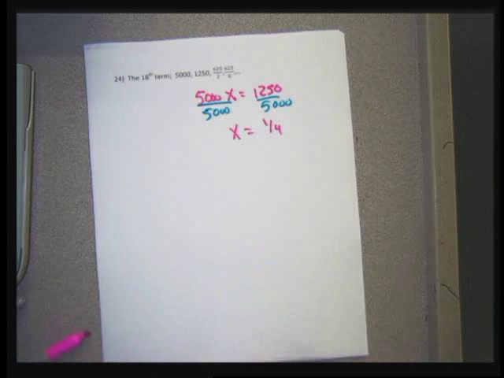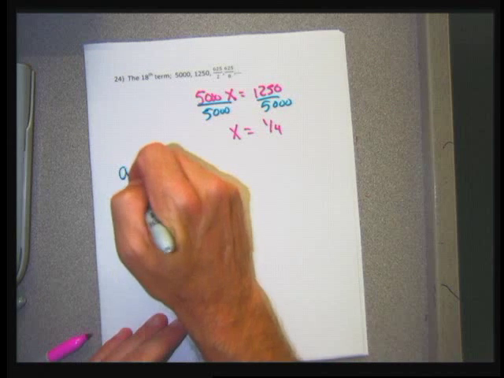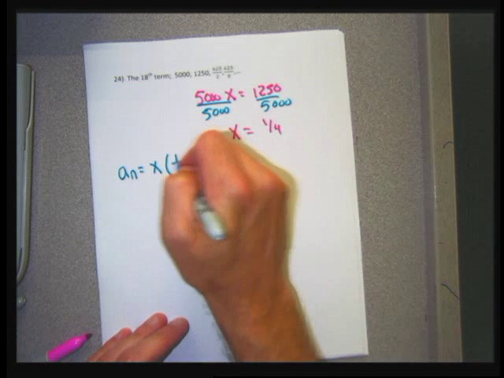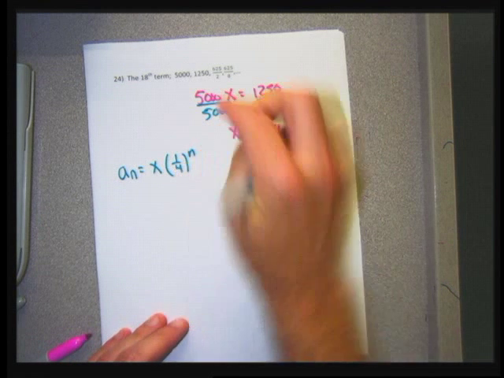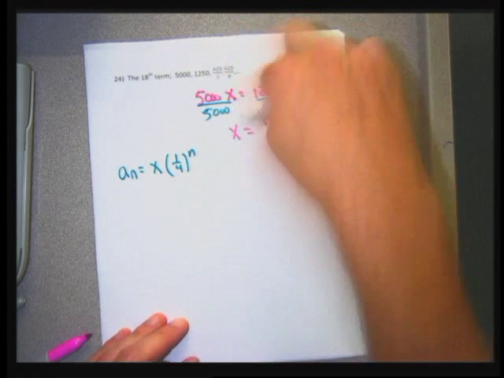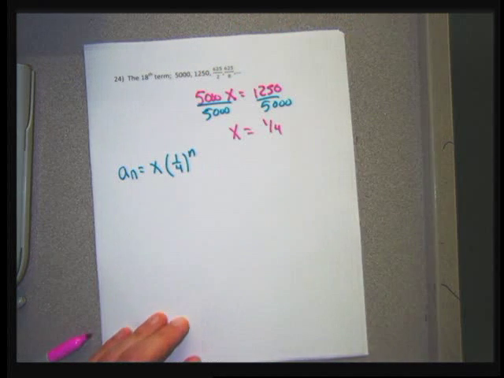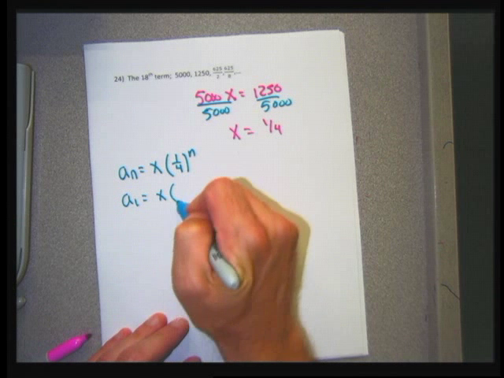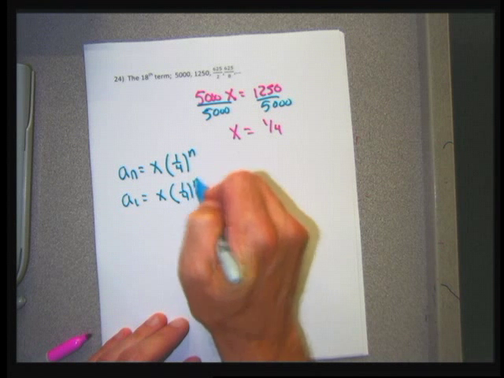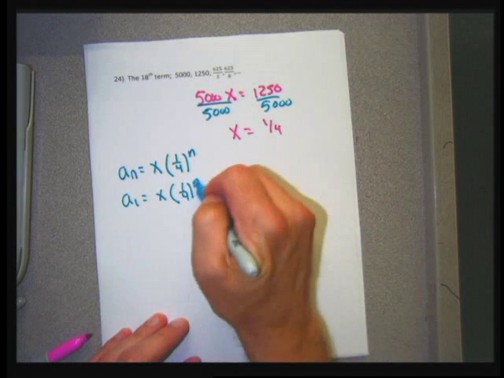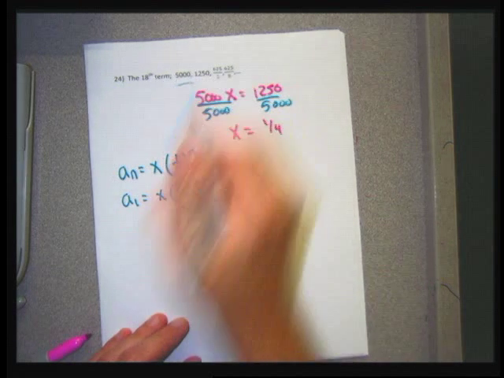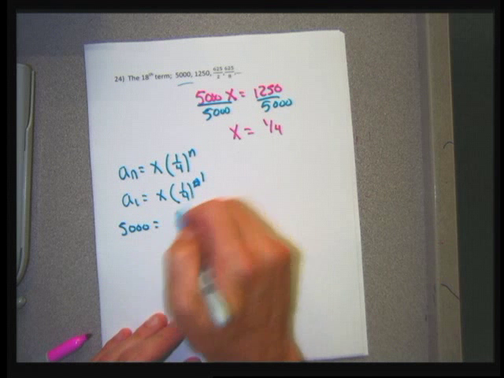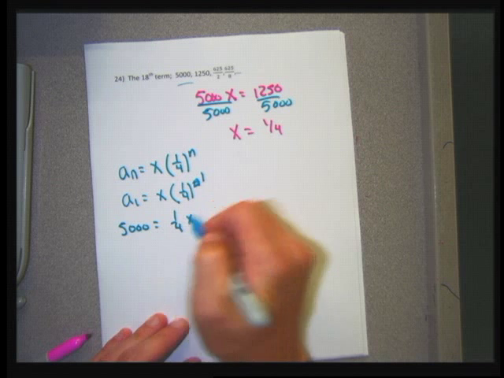The algebra approach says I need a formula, a sub n equals x, and then the common ratio is 1/4. Because that's what I had to multiply by to get from 5,000 to 1250. Now I'm going to plug in 1 and get a sub 1 equals x times 1/4 to the first power. A sub 1 is 5,000, so this is going to give me 5,000 equals this right side I can rewrite as 1/4 x.